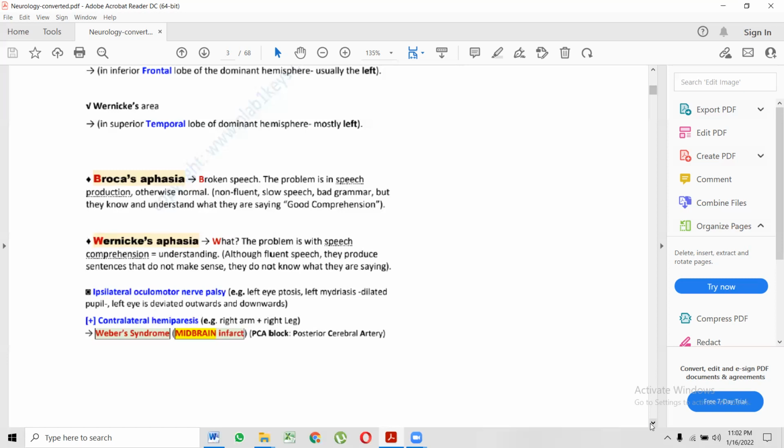So there are 4 lobes of the cerebral cortex: frontal lobe, parietal lobe, occipital lobe, and temporal lobe. Frontal lobe controls the movement of the body. Parietal lobe, sensation of the body. Occipital lobe is associated with vision, and temporal lobe is associated with language comprehension.